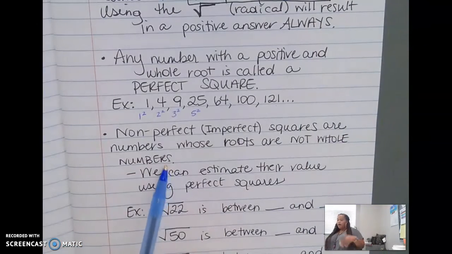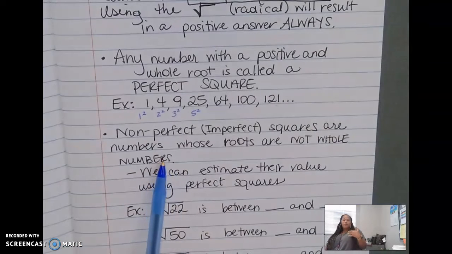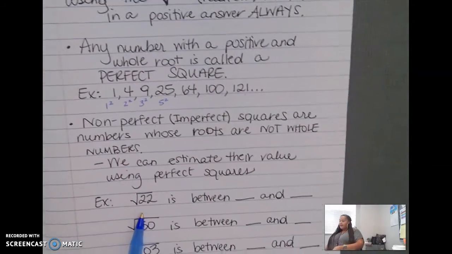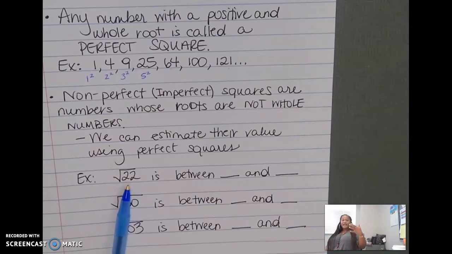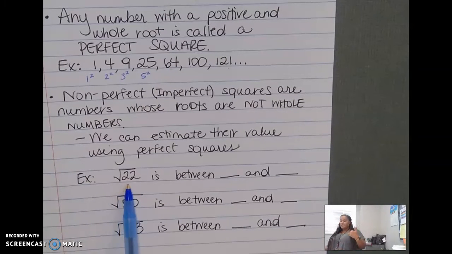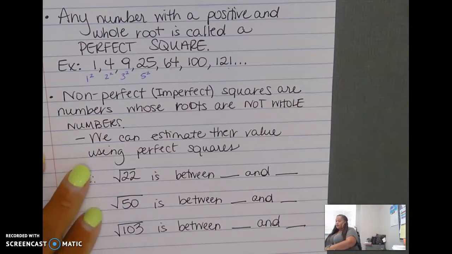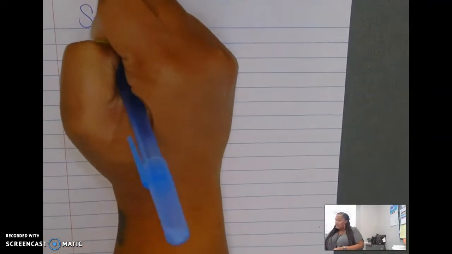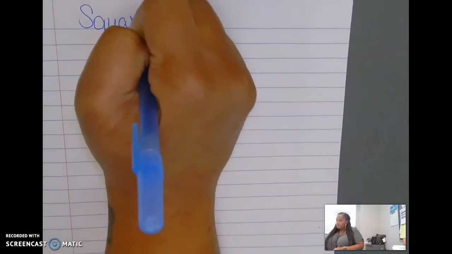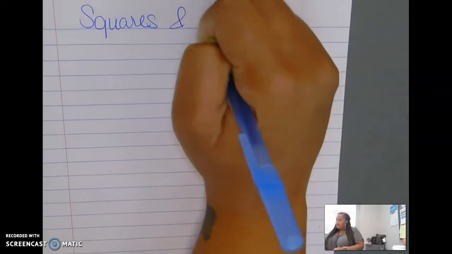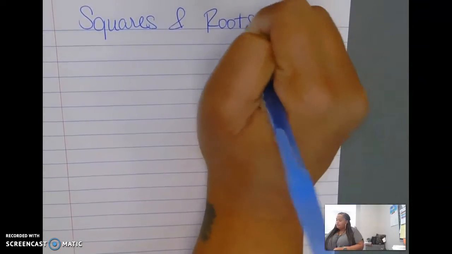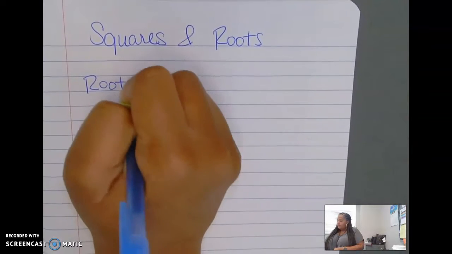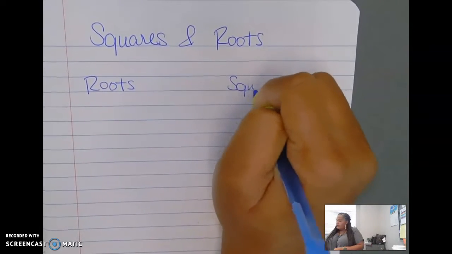So I want to estimate where my root would fall if these are not perfect squares. So if I have 22, then I'm going to take the list of perfect squares and I'm going to look and see where 22 falls. So here's how we do that. I'm going to have my squares and their roots. So I've got a root over here and then the squared version over here.